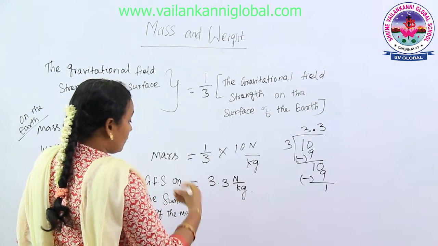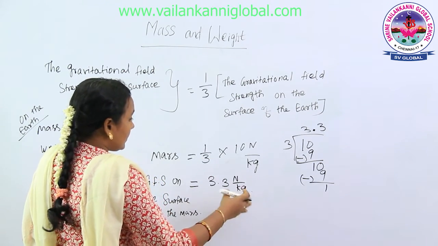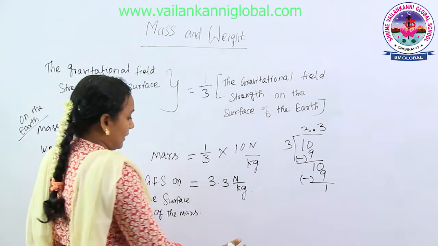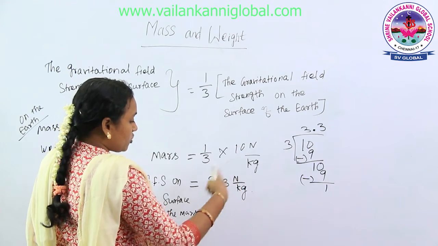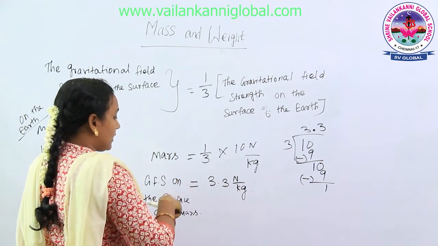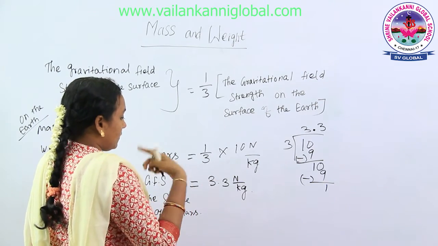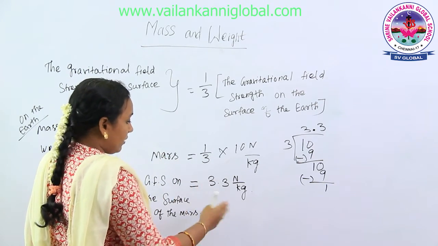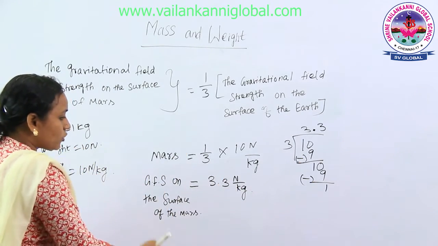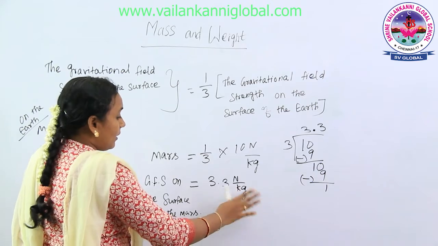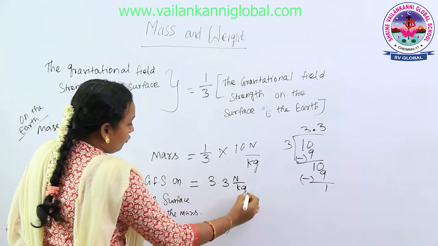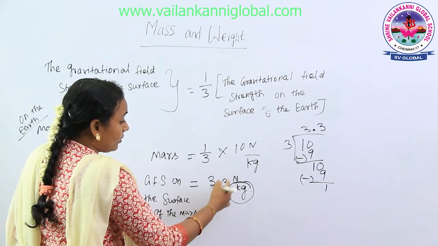But how will you calculate the weight for this mass? See, the mass is always common for all the places, but weight is going to change based on the place. The weight changes on the Earth as well as Mars, and the Earth as well as the Moon. On different planets, the weight is going to change, but not the mass. So keep that in your mind. The mass is always common for all the places, but weight will be different based on the place. So here we know for 1 kg, 3.3 Newton.